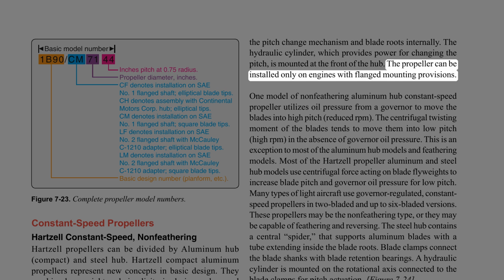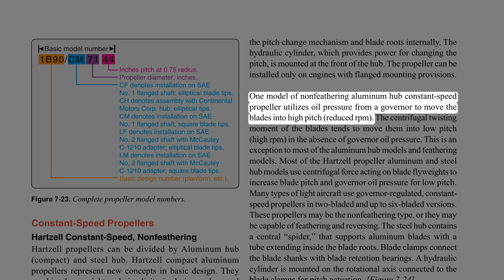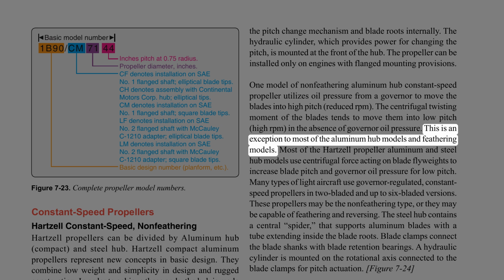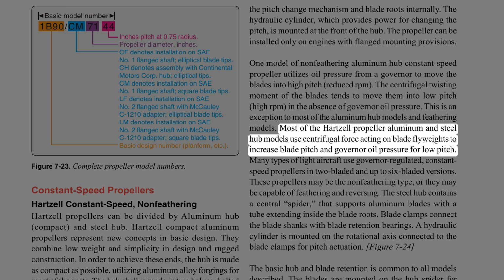The propeller can be installed only on engines with flanged mounting provisions. One model of non-feathering aluminum hub constant speed propeller utilizes oil pressure from a governor to move the blades into high pitch, reduced RPM. The centrifugal twisting moment of the blades tends to move them into low pitch, high RPM, in the absence of governor oil pressure. This is an exception to most of the aluminum hub models and feathering models. Most of the Hartzell propeller aluminum and steel hub models use centrifugal force acting on blade flyweights to increase blade pitch and governor oil pressure for low pitch.